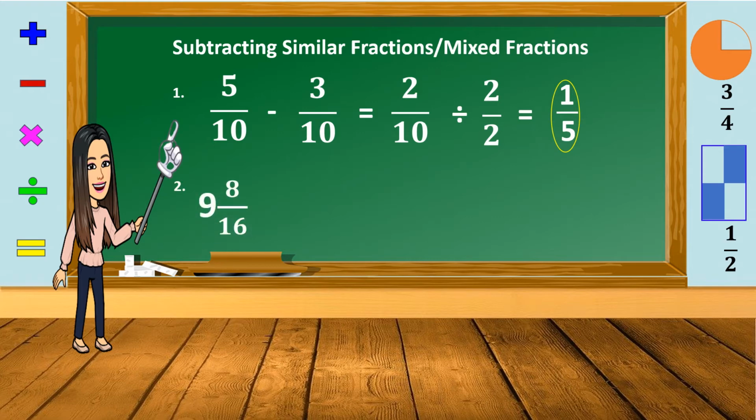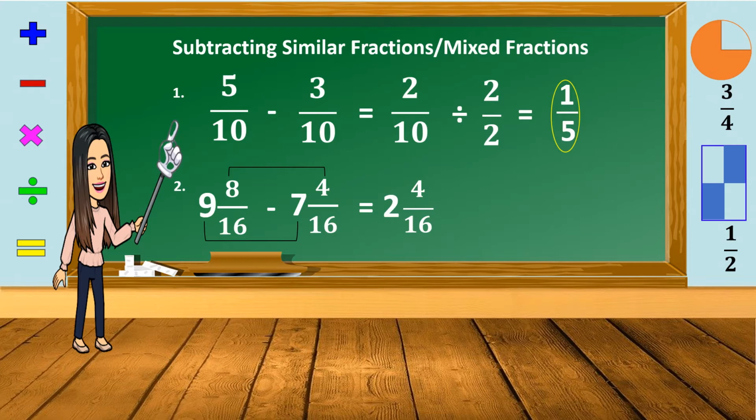Next, we have 9 and 8 over 16 minus 7 and 4 over 16. These are examples of mixed fractions. Notice that the fraction parts are similar fractions. So let us subtract the fractions first. 8 over 16 minus 4 over 16 gives us 4 over 16. Then subtract the whole numbers. 9 minus 7, the answer is 2.